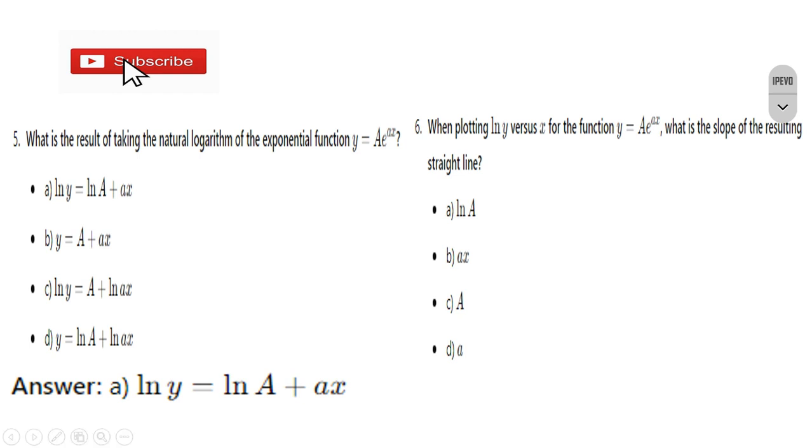Question 6. When plotting ln y versus x for the function y equals A exponential ax, what is the slope of the resulting straight line? Options: A. ln A, B. ax, C. A, D. small a. The correct option is option D, which is small a.